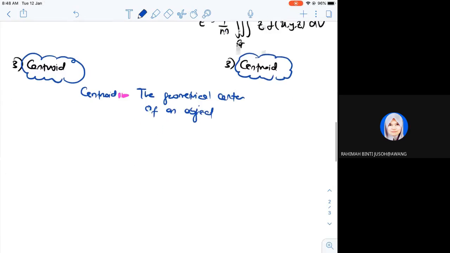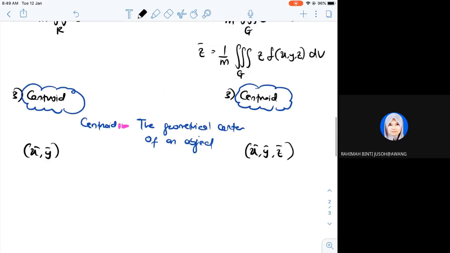That's the definition, or I mean, not really a definition, it's just a summary of the meaning of centroid. So the formula of centroid is the same as center of gravity. We will have X bar and Y bar in 2D. In 3D, we will have X bar, Y bar and Z bar. Okay.